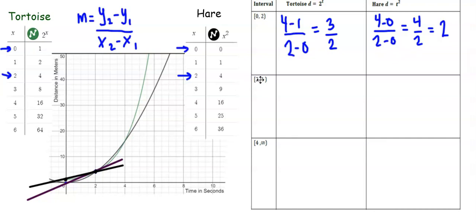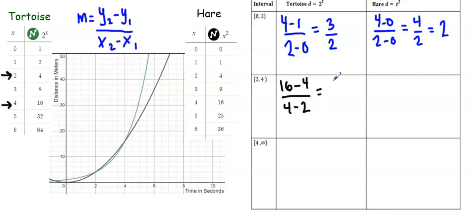So let's look at the next interval from 2 seconds to 4 seconds. For the tortoise, we're looking at these 2 points. So when I use this slope formula and I'm finding the average rate of change in that interval, I subtract my y's in my numerator and the x values in the denominator, and I'll find that this tortoise is traveling 12 meters in 2 seconds, so that would be 6 meters in 1 second.